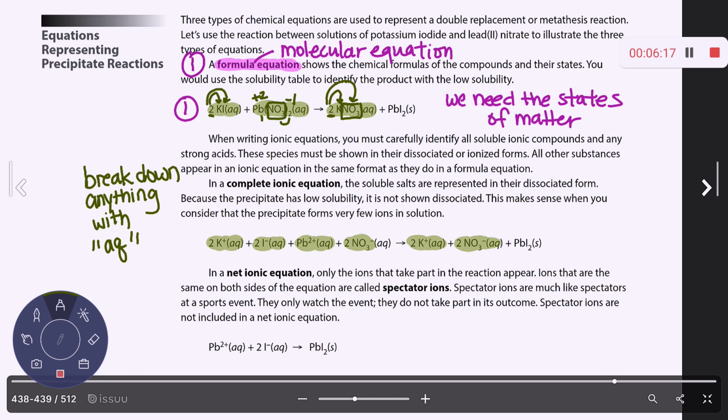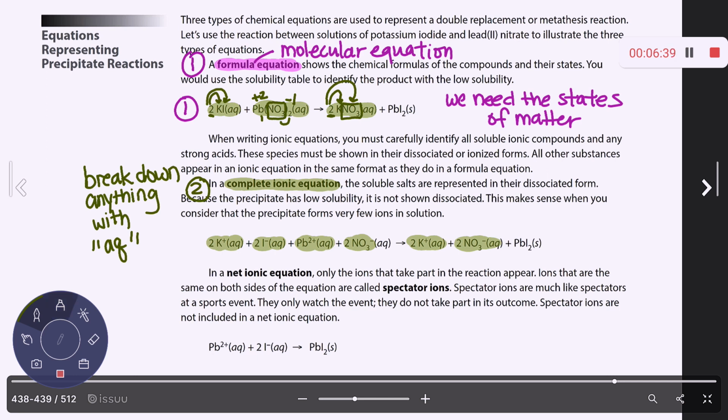What we just did is called the complete ionic equation. So what this is showing you is that if you could see what is in the water, you would see all of these ions floating around, and then you'd see this solid clumped up, okay?